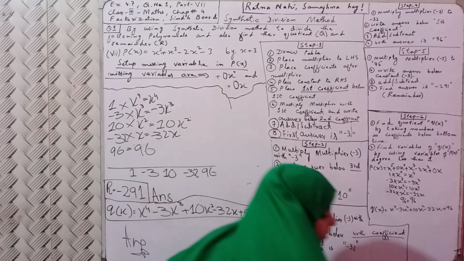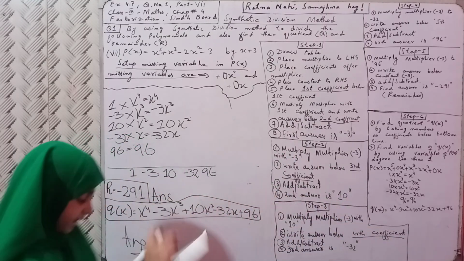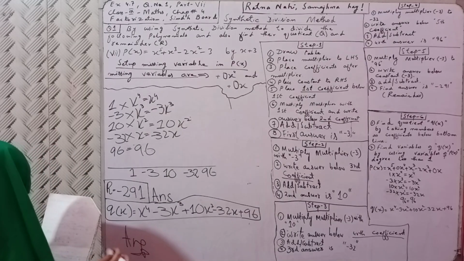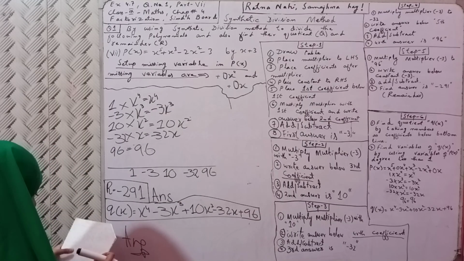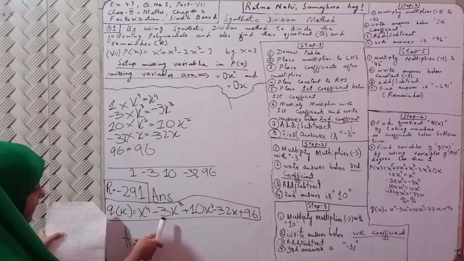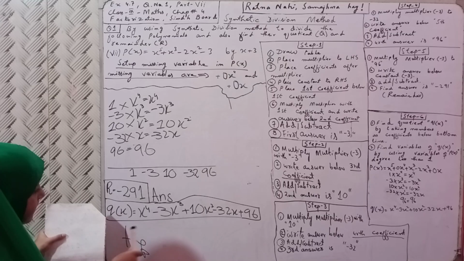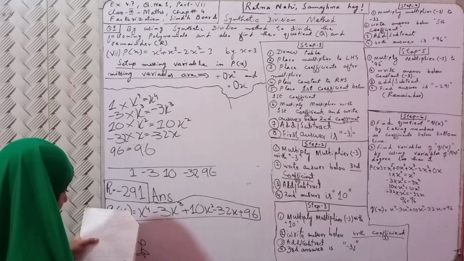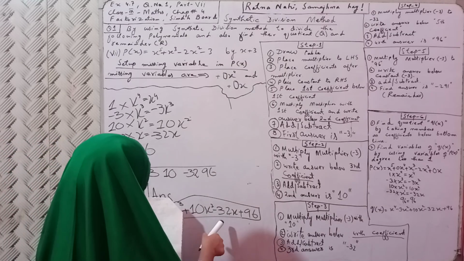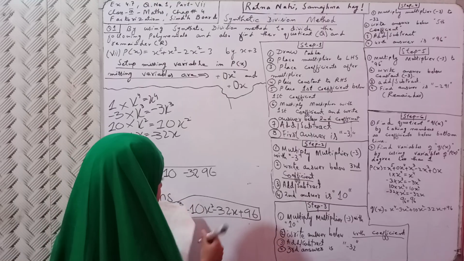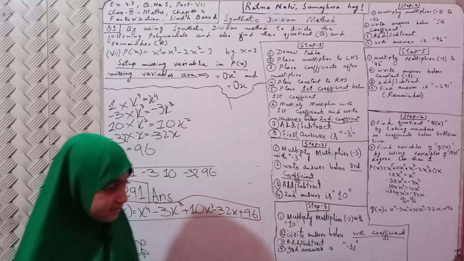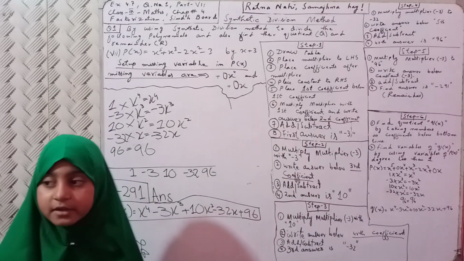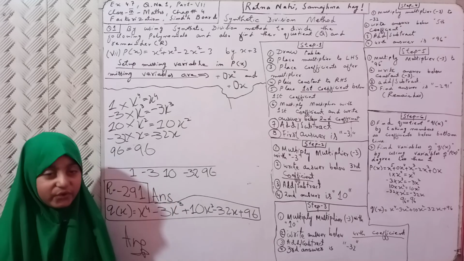We can check from here whether it is correct or not. First of all, x power 4 correct. Minus 3x cube correct. Plus 10x square correct. Minus 32x correct. Plus 96 correct. Okay. No subscribe, no like, only share.